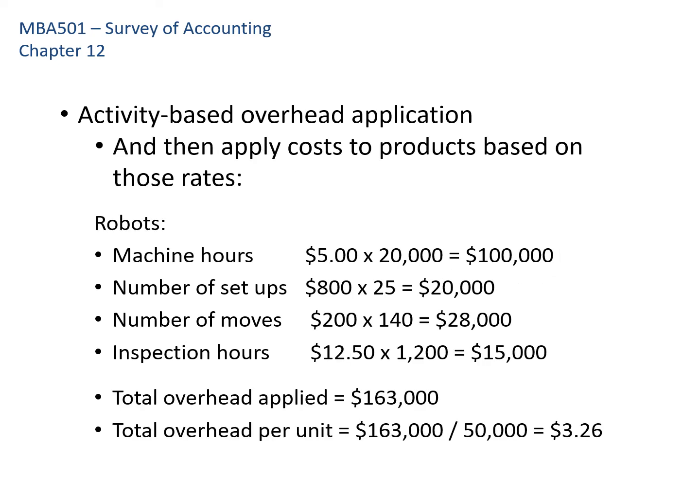So now I can go back to my robots and say, well, I know how many machine hours they require. I can apply the $5 per machine hour to that level. Same thing with setup, same thing with moves, same thing with inspection hours. So in this case, my robot should get $163,000 of my overhead cost. That works out to $3.26 each. I do the same thing with race cars, and I get 75 cents each.